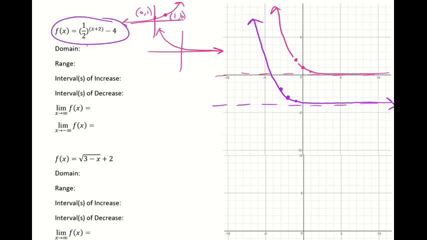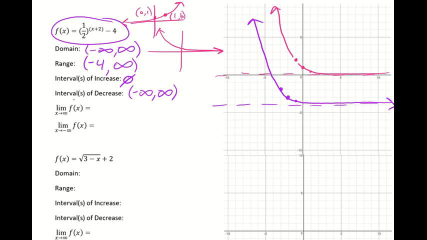Our domain, negative infinity to infinity. Our range, our lowest value is going to be that horizontal asymptote, but we are not going to include that value because it is an asymptote. Our intervals of increase, none. Our exponentials are either always increasing or always decreasing. Our intervals of decrease then is the entire domain, so negative infinity to infinity.